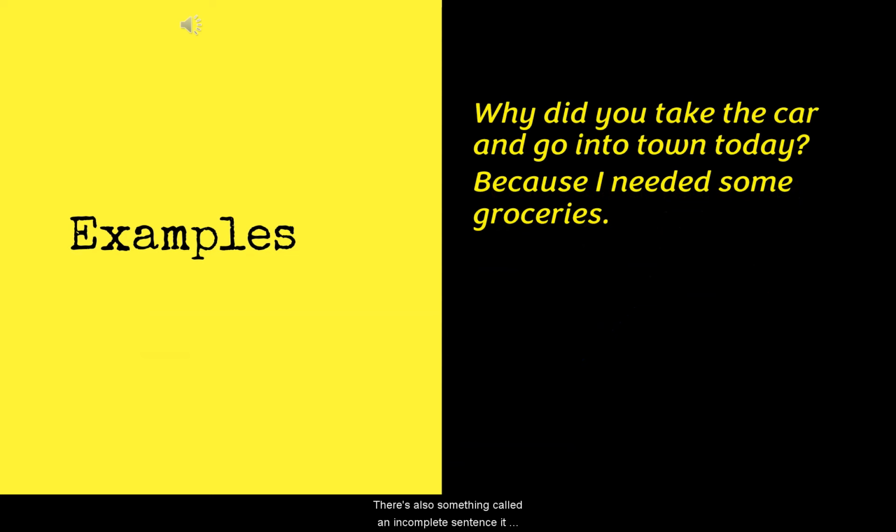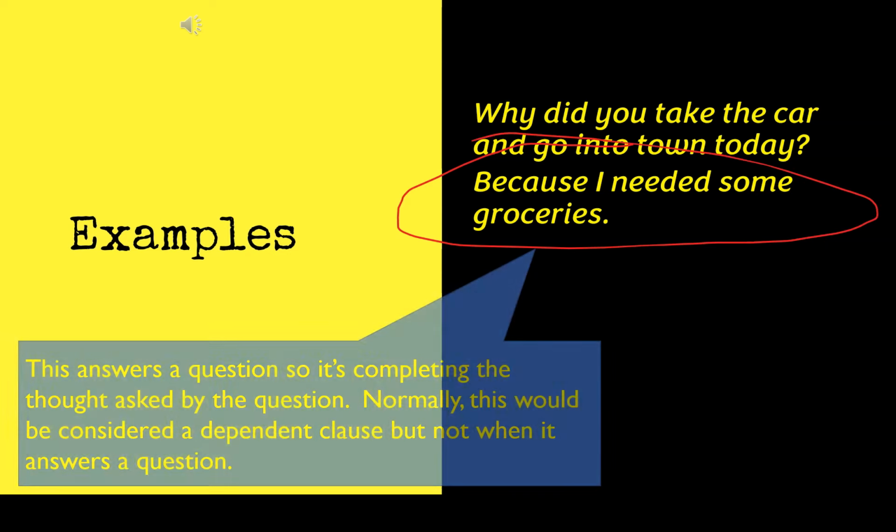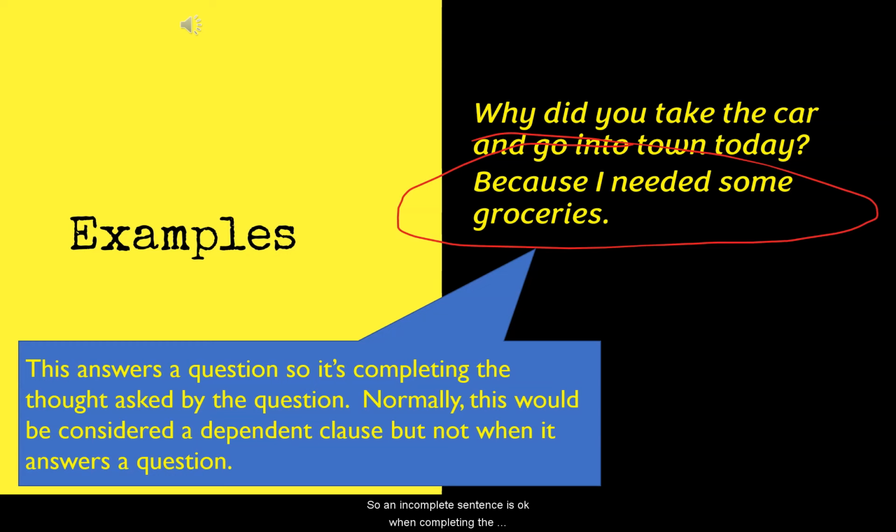There is also something called an incomplete sentence. It differs from a fragment because it often has a subject and a verb, but begins with a subordinating conjunction that reduces it to an incomplete thought. Incomplete thoughts are incomplete sentences. Here we have an exception. Why did you take the car and go into town today? Because I needed some groceries. Because I needed some groceries seems to be an incomplete thought, but it answers a question, thus completing the thought about why someone took the car. So, an incomplete sentence is okay when completing the answer to a question.